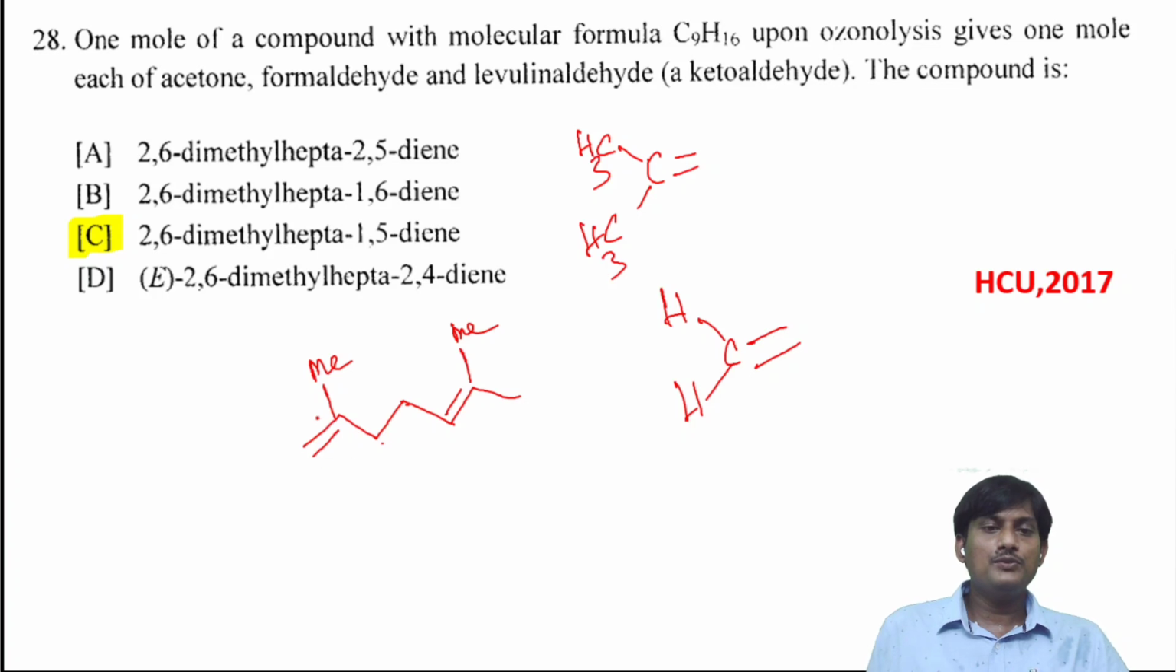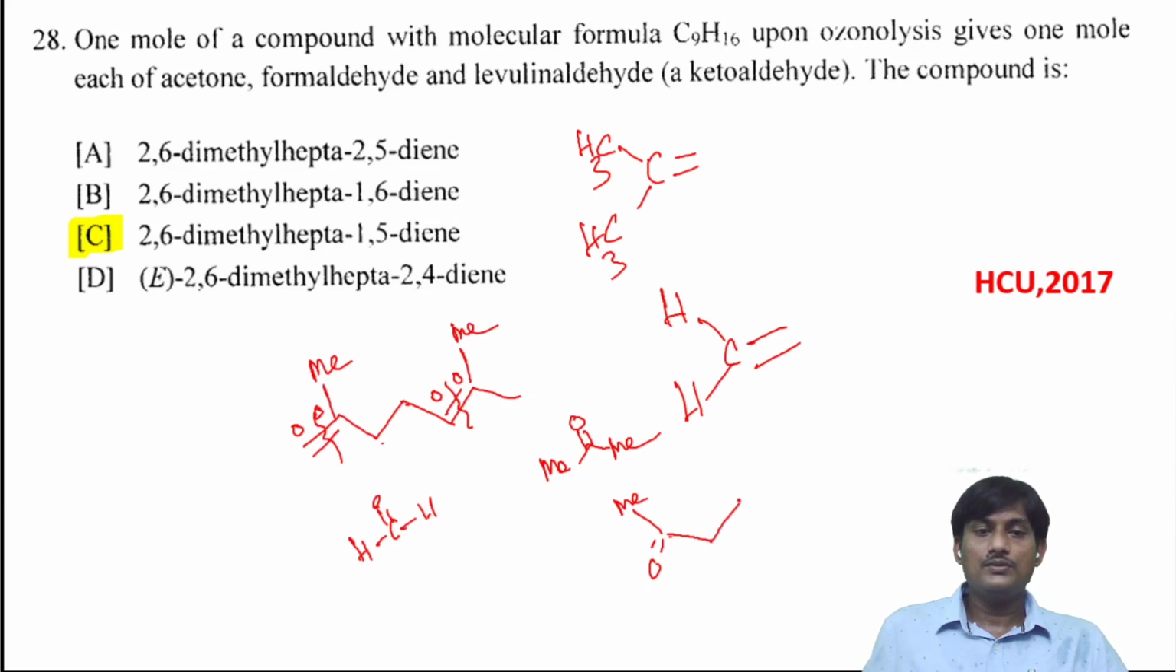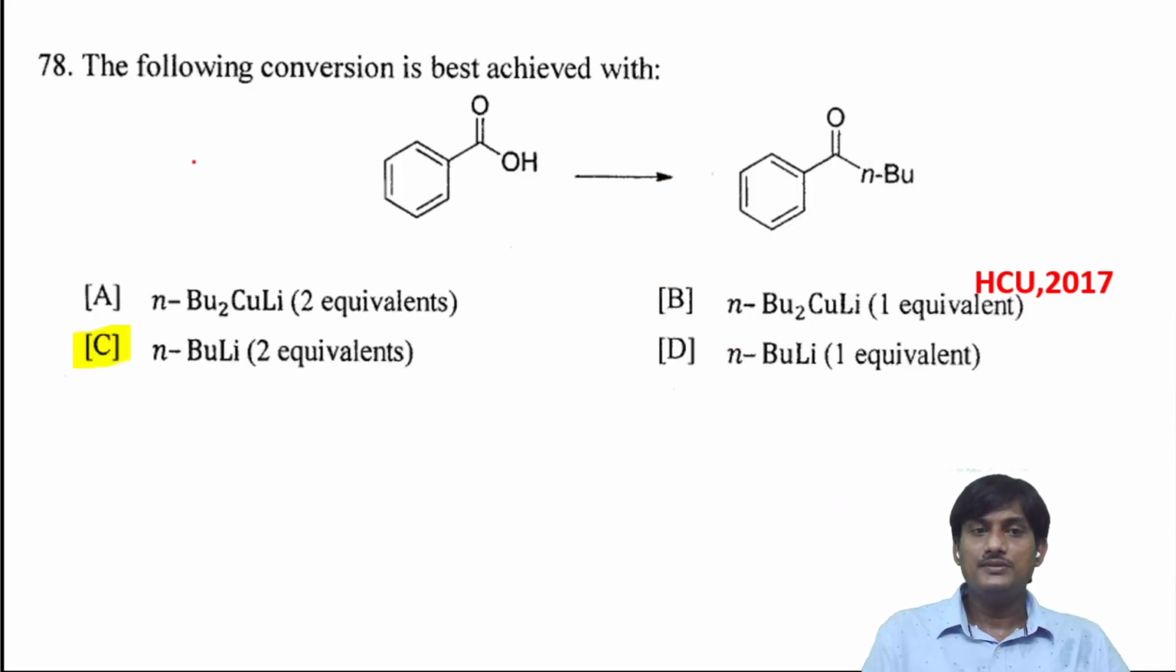When you perform reductive ozonolysis, there is simply a cleavage of the C=C bond, with oxygen on each carbon. Here also there is a cleavage of the C=C bond, with oxygen on each carbon. This one gives acetone, and this one gives formaldehyde, and the remaining will give levulinaldehyde. This is the levulinaldehyde, C double bond O and methyl. So this is the correct option.